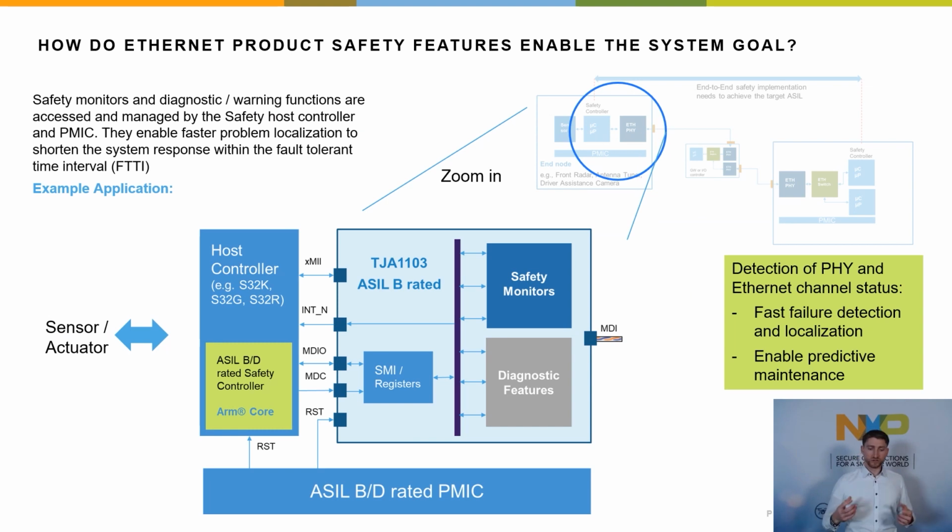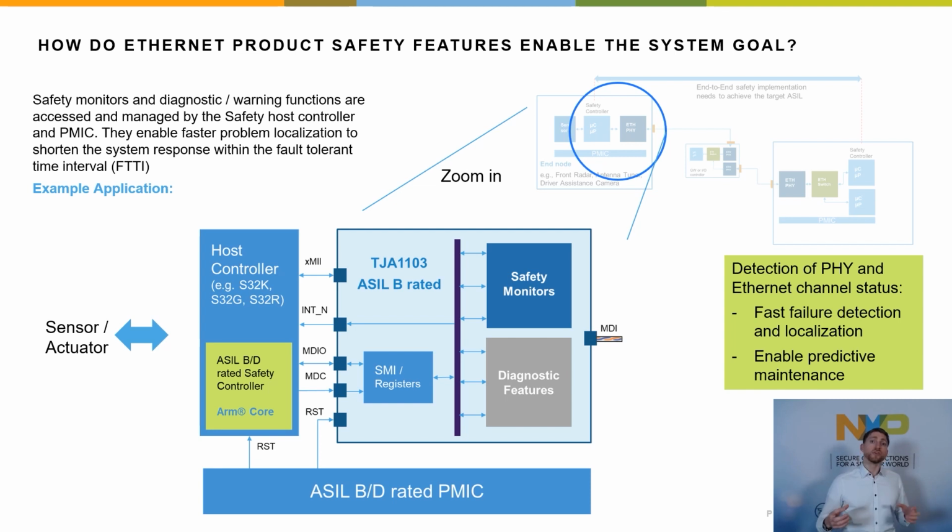So in a system, we have our 1103 next to its safety rated PMIC and safety host controller, which manage 1103. 1103 can detect certain failures like non-correct supply voltage or that the channel quality is dropping, but the safety host controller needs to take the appropriate action as it has the safety knowledge and compute power to do so.